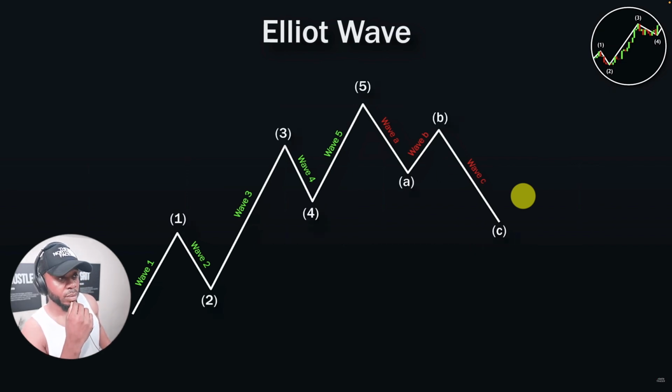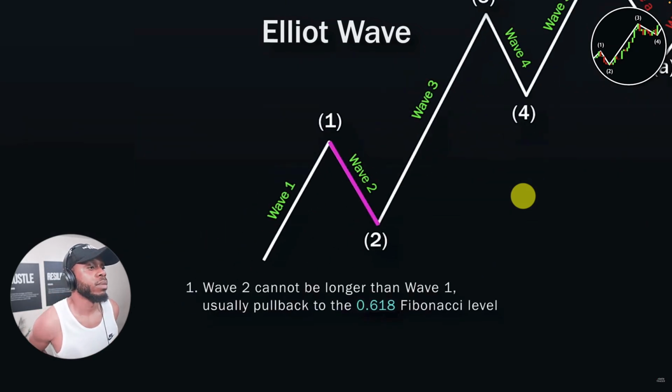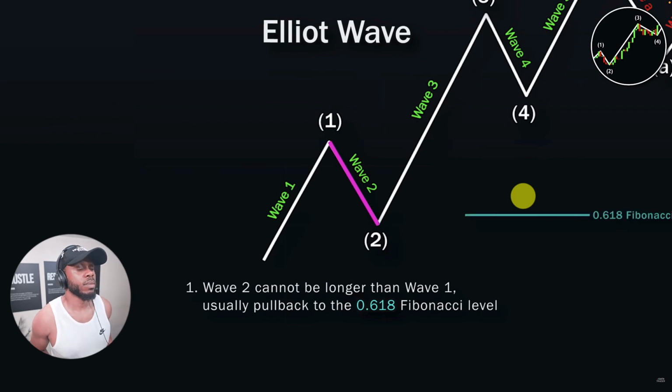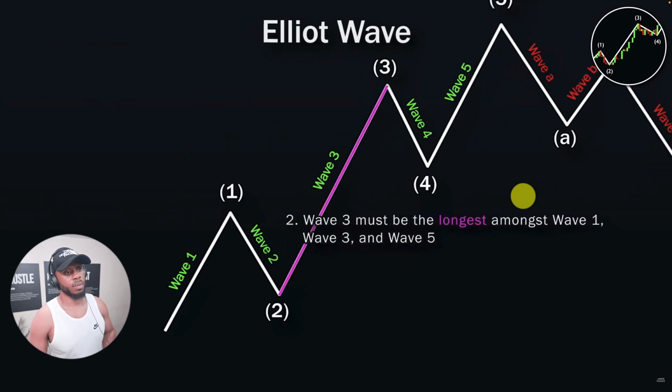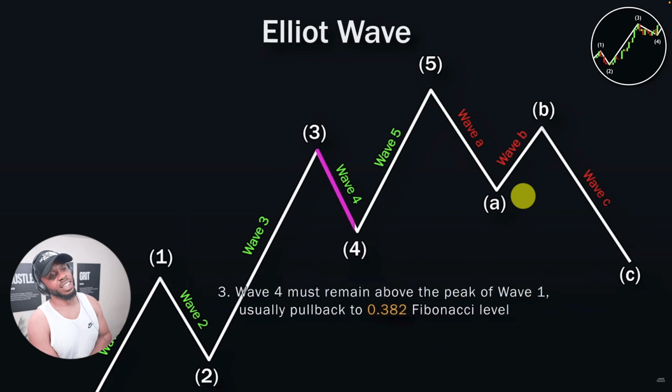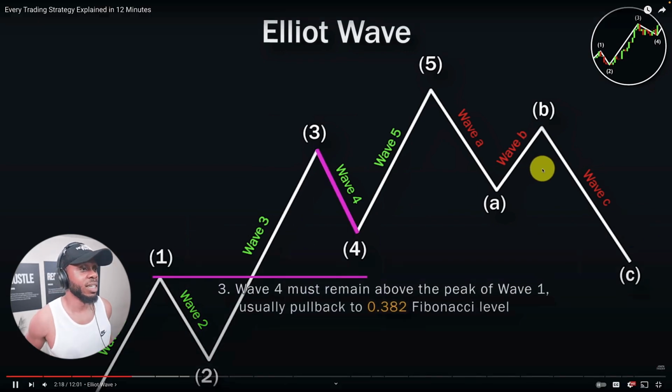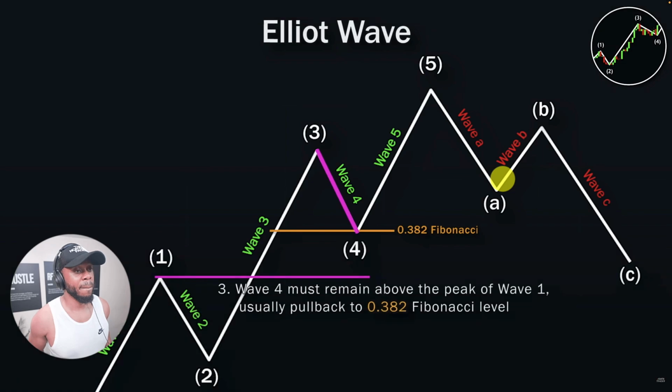Now, there are specific rules to ensure that a movement is considered a valid Elliott wave. First, wave 2 cannot be longer than wave 1 and usually pulls back to the 0.618 Fibonacci level. Second, wave 3 must be the longest wave amongst wave 1, 3, and 5. Third, wave 4 must remain above the peak of wave 1 and usually pulls back to the 0.382 Fibonacci level.